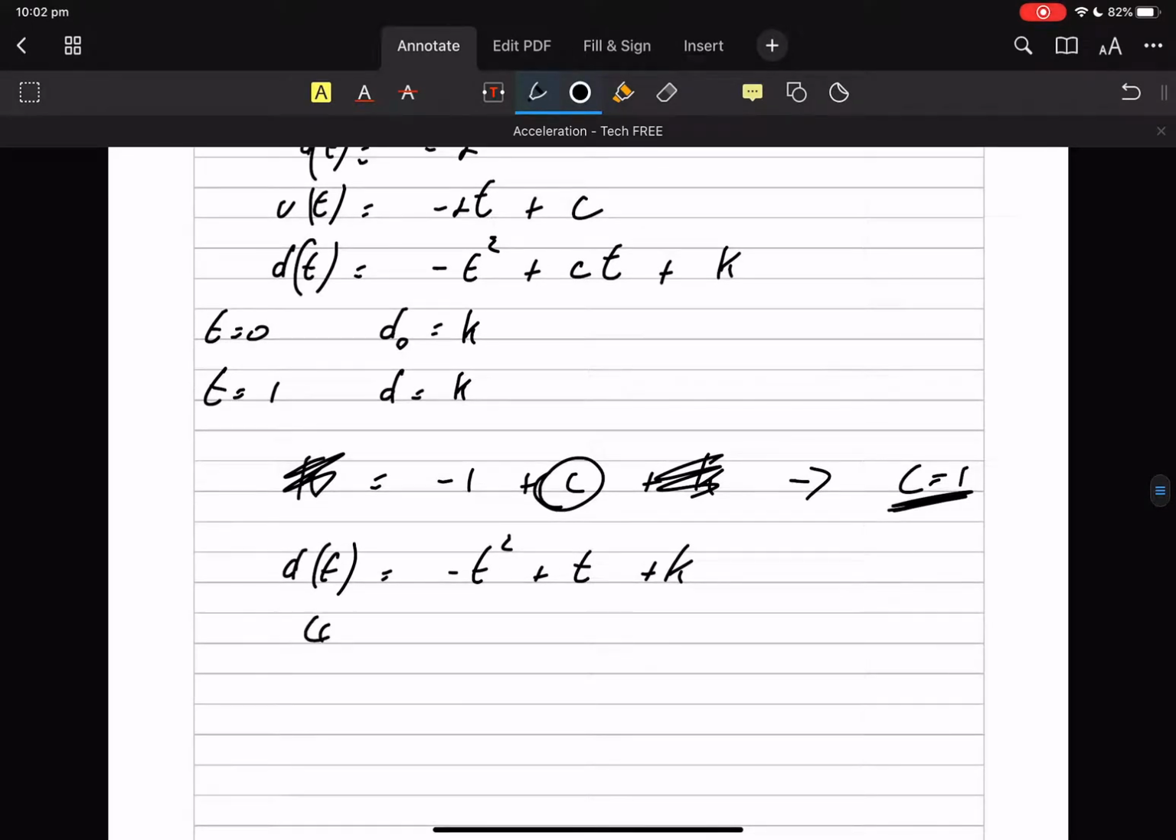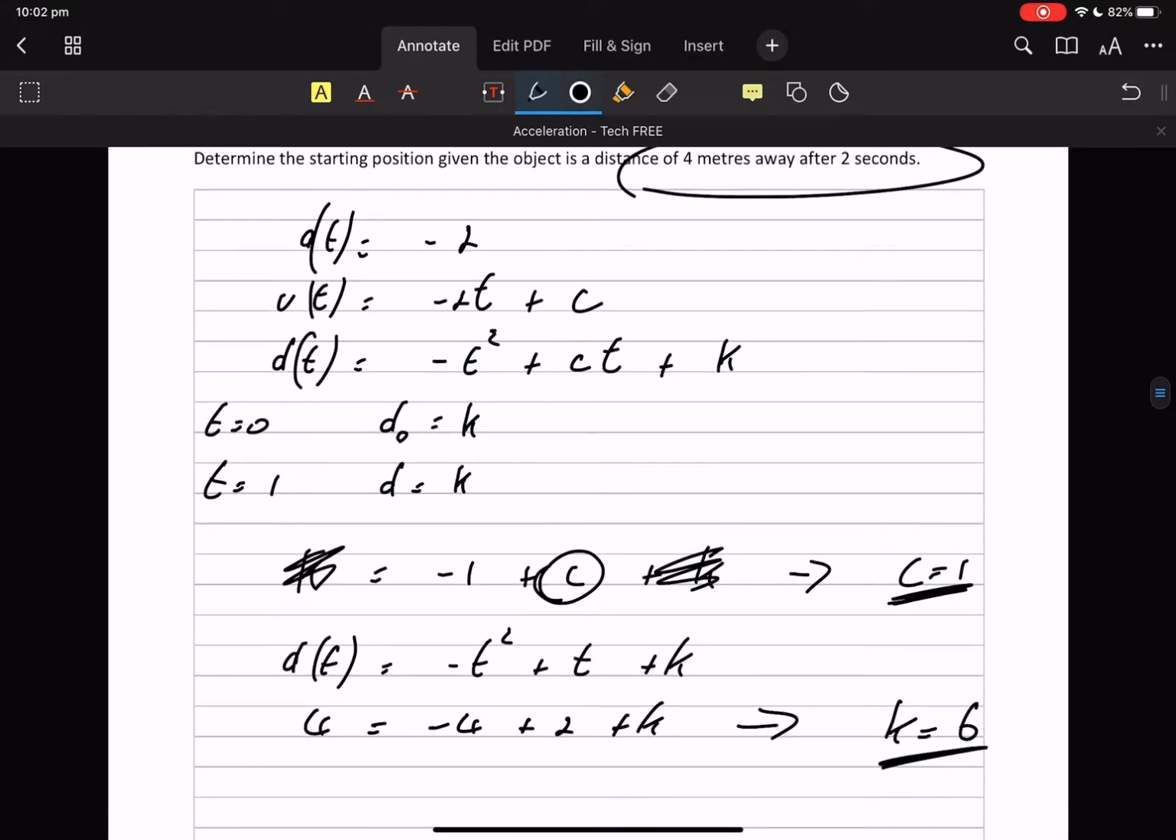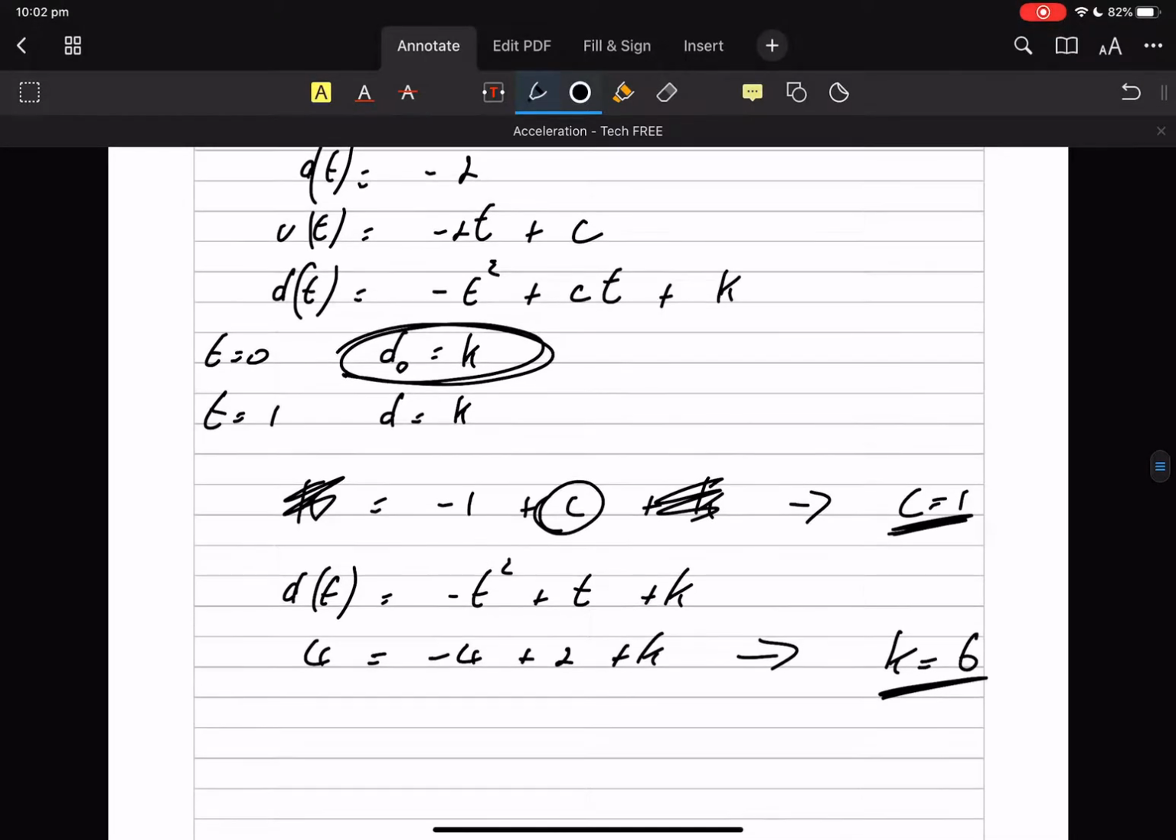Distance is 4, time is 2. From there we're going to get k equals 6. Remember we said k is this d naught. D naught is our initial displacement. So k is actually our initial displacement. So we've already found our answer.